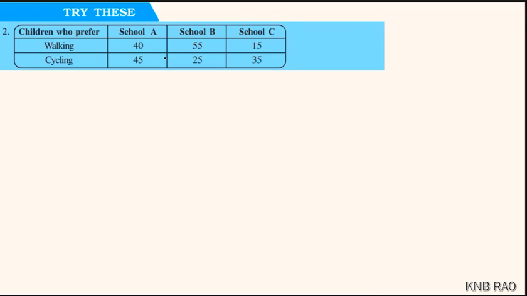Second question was, draw a graph for the number of children who prefer walking and the number of students preferring cycling from school A, school B, school C. So here I have got two types of data, walking and cycling, with respective numerical values. So for this I have to draw a double bar graph.